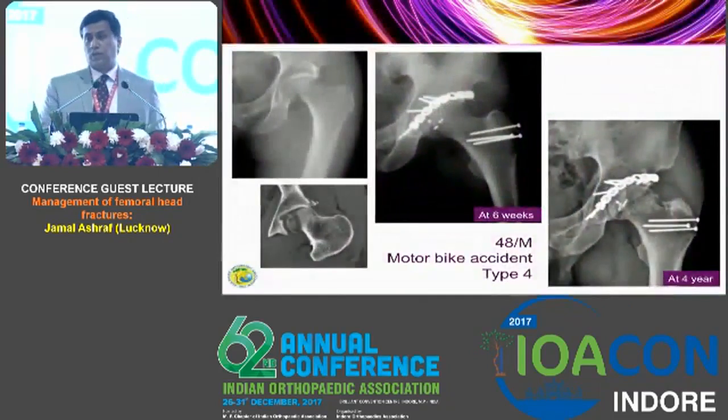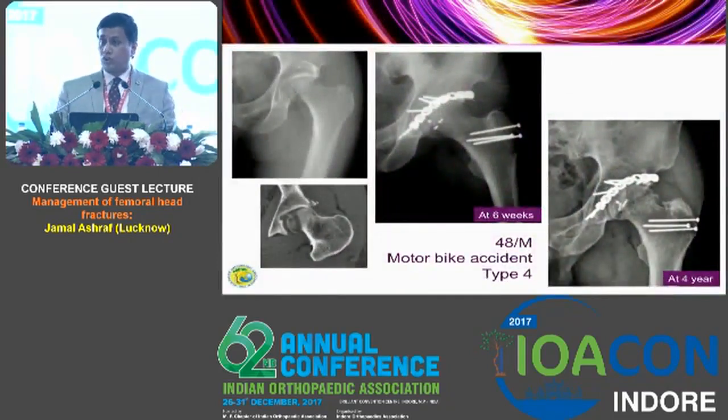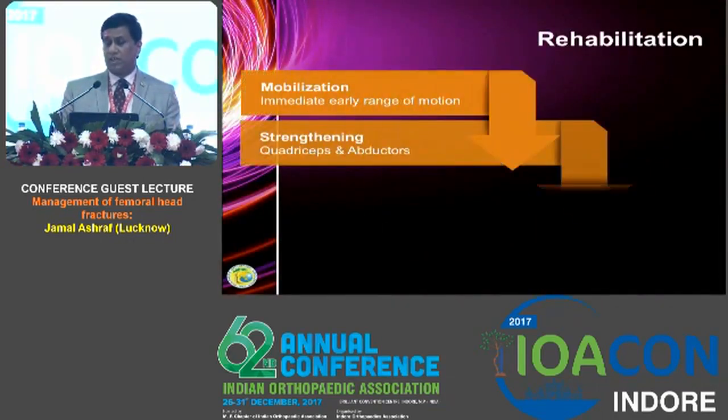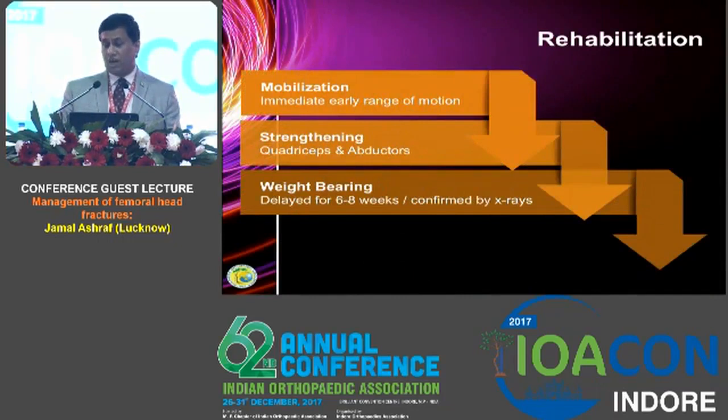Now, often you are faced with scenarios where the posterior wall also has extensive comminution. In this case, through a posterior approach coupled with a trochanteric flip osteotomy, the femoral head is fixed with Herbert screws and the posterior wall is fixed with a reconstruction plate. Now, rehabilitation is important. We have to start immediate range of motion exercises and keep the patient on good strengthening protocols as far as the quadriceps and abductors are concerned, but delay weight bearing till we see consolidated union radiologically confirmed.